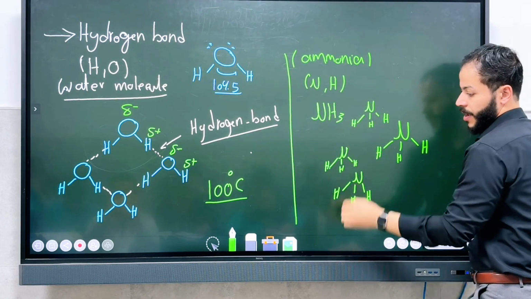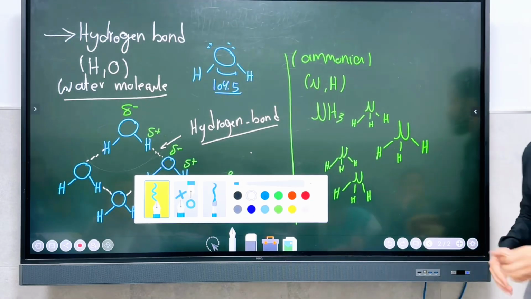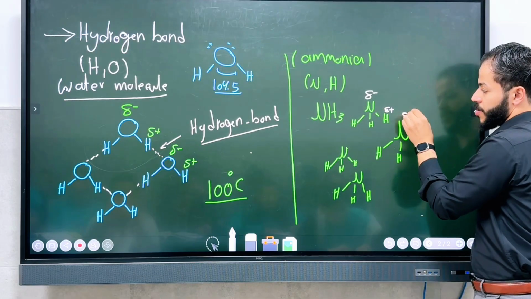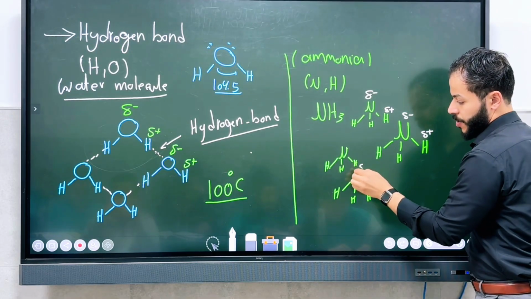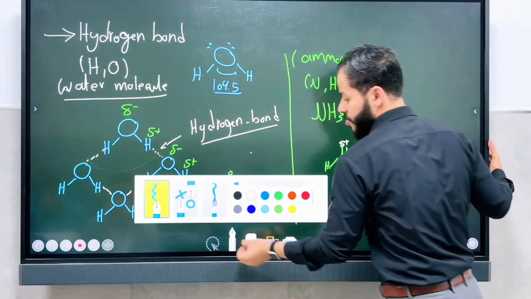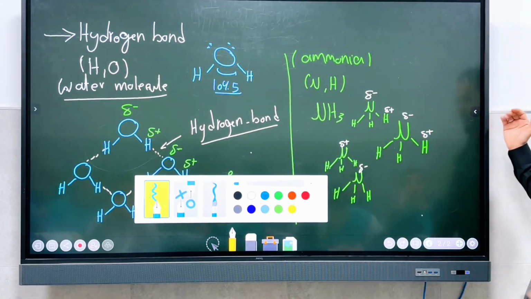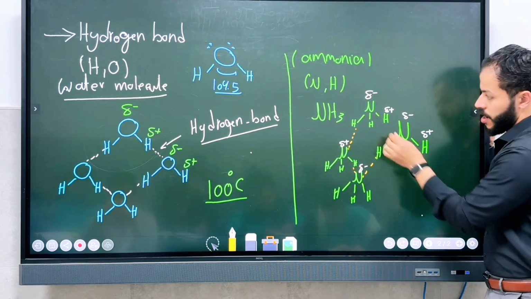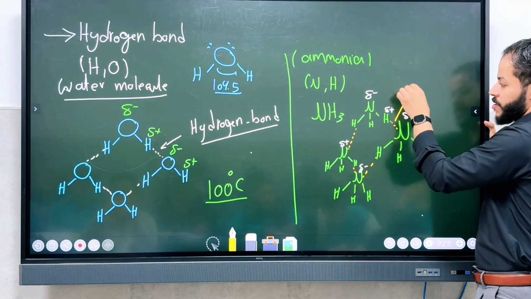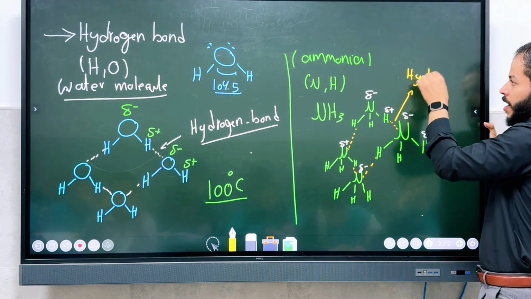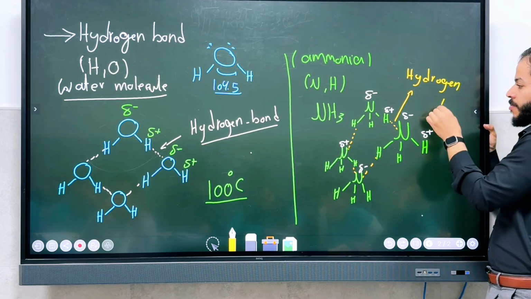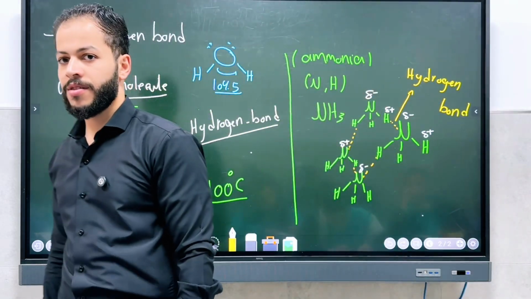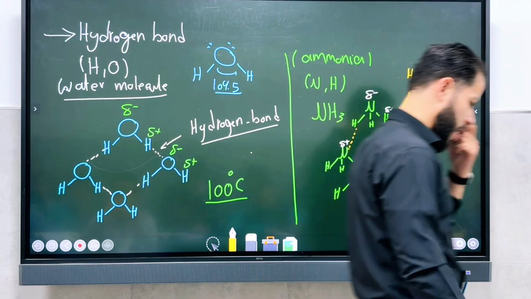Ammonia. Okay. Again, is it polar or non-polar? Polar: partial negative charge, partial positive charge, partial negative charge, partial positive charge. Here, partial negative, partial positive. And when they come at a short distance, the nitrogen will attract the hydrogen, as you find here. We name this type of bond hydrogen bond. Is it a chemical bond or an intermolecular attraction? No. It's an intermolecular attraction. Do you understand this, guys?